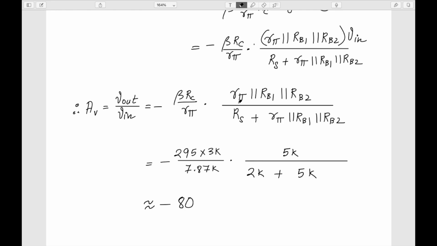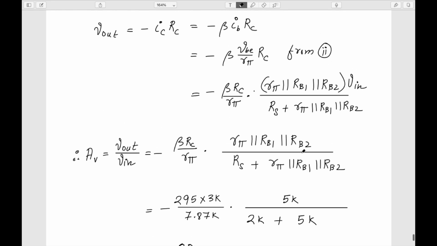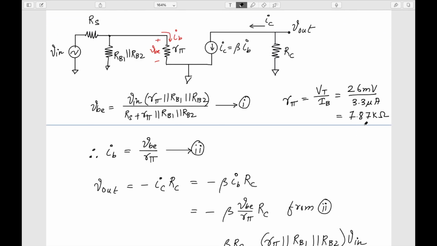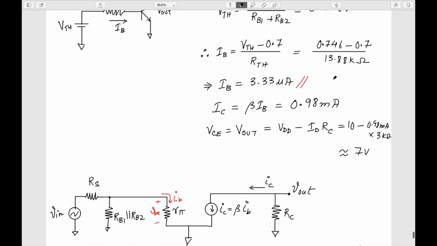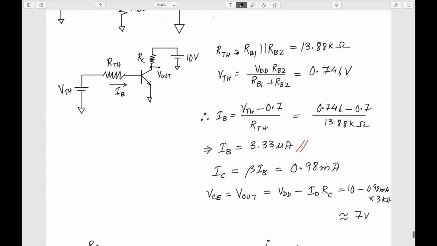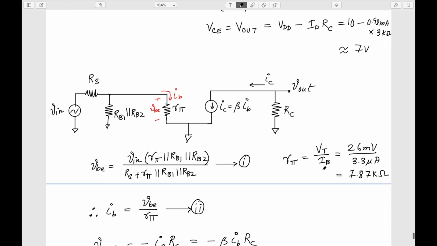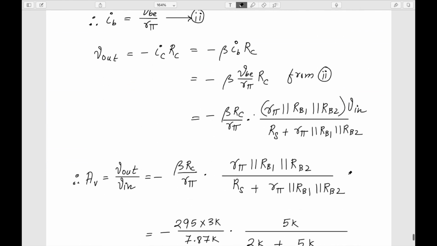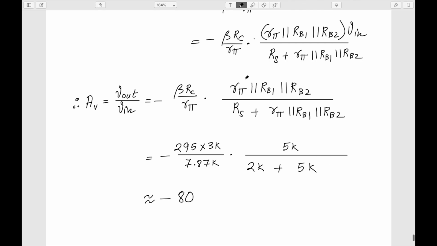The other thing is this R pi, if you see here, is comparable with RB1 parallel RB2. R pi is 7.87 kilo ohms, which is comparable to this RB1 parallel RB2, which is 13.88 kilo ohms. The reason is because my IB is very small. If my IB is large, then R pi may be very small compared to RB1 parallel RB2, and in that case we may approximate this whole thing with R pi, but in this case they are comparable, so we cannot do that.